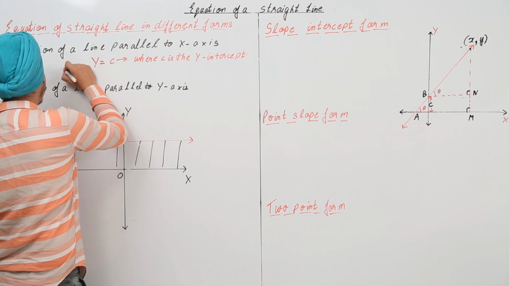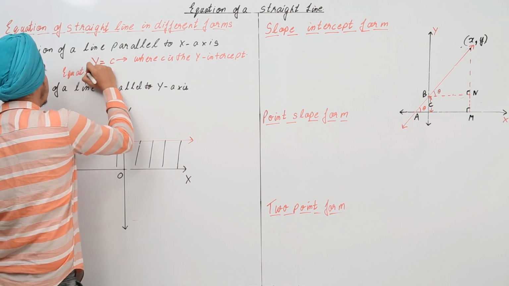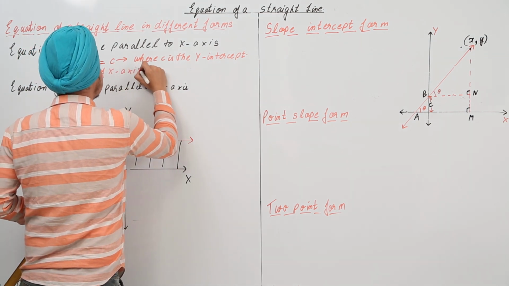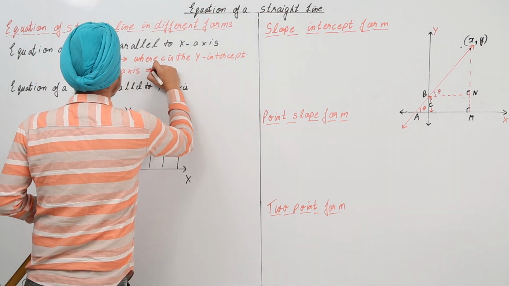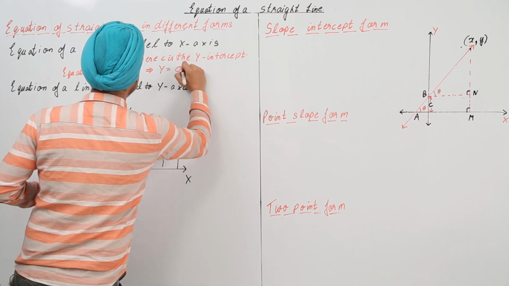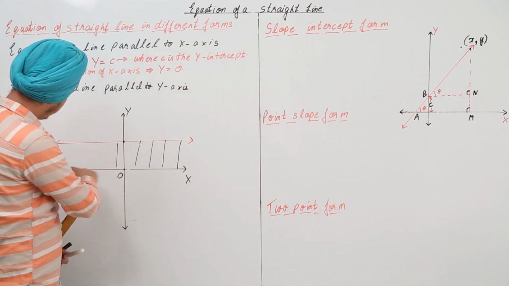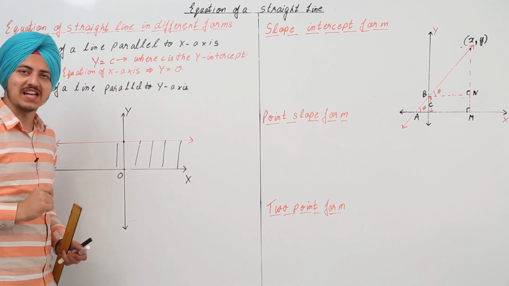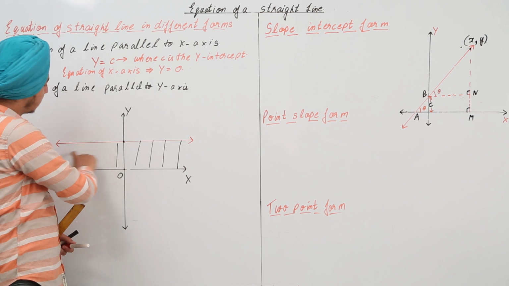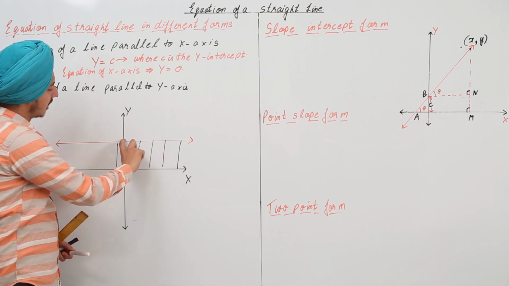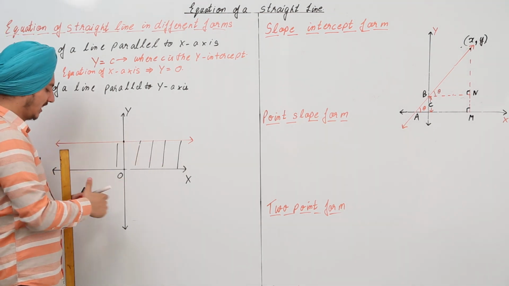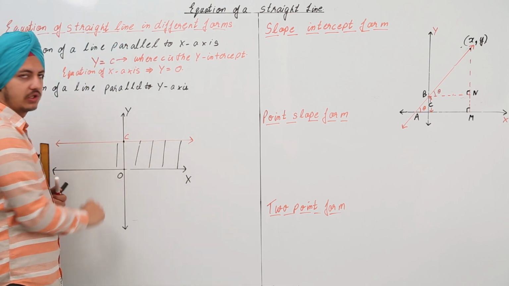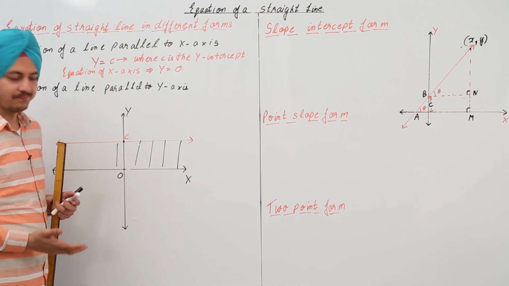And now the equation of the x-axis itself is y equal to 0. This line says y is equal to 0, so the equation of the x-axis is y equal to 0. This other line would be y equal to this distance, whatever this distance is. Let's say that this distance is c. So this is y equal to c. That is the equation of this line.